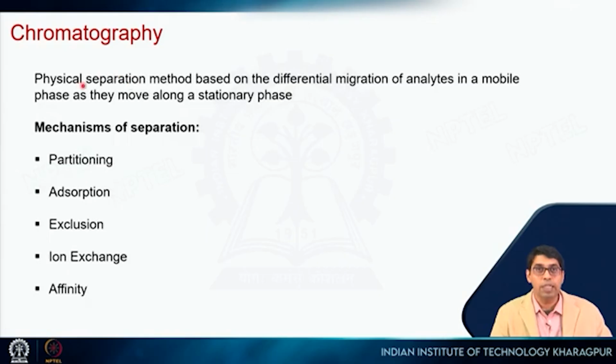So what is chromatography? It is a physical separation method based on differential migration of analytes. In this case, these are all the molecules which are dissolved in some solution. So, differential migration of these analytes in a mobile phase, which is your buffer, as they move along a stationary phase, which will be some solid matrix, right? And the method of separation can be partitioning, adsorption, exclusion, ion exchange, or affinity. So, we are going to talk about these three in detail today.